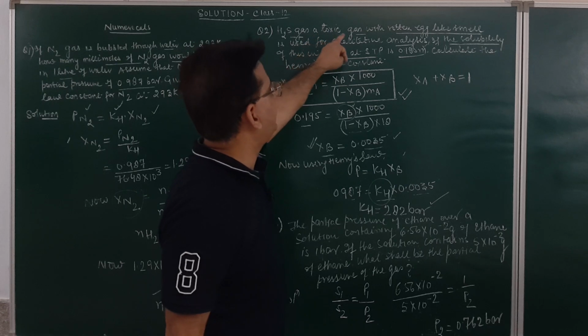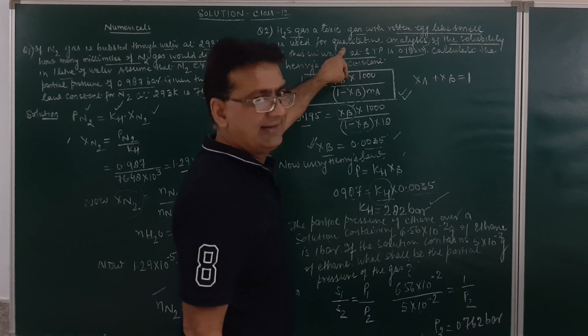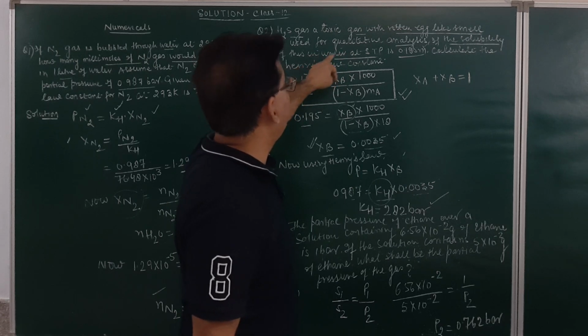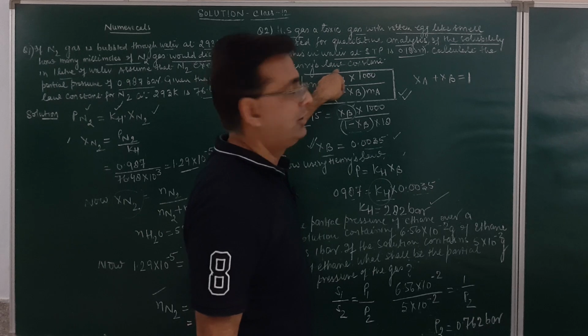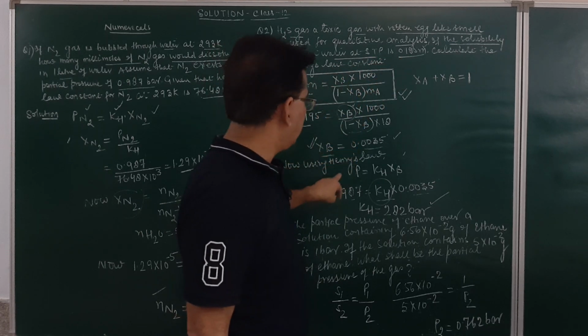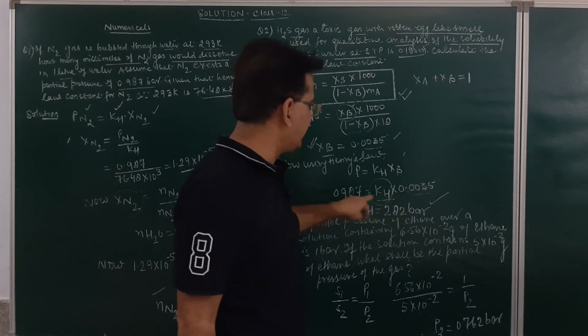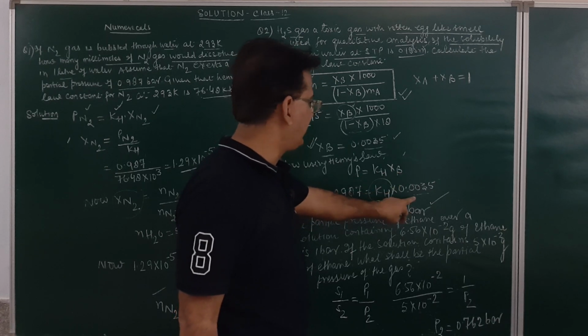H2S gas, a toxic gas with a rotten egg-like smell, is used for qualitative analysis. If the solubility of this in water at STP is so much molal, calculate the Henry's law constant. So by using this relationship, we have found out the mole fraction. By using this relationship, that is partial pressure equal to Henry's law constant into mole fraction. Mole fraction we have obtained.